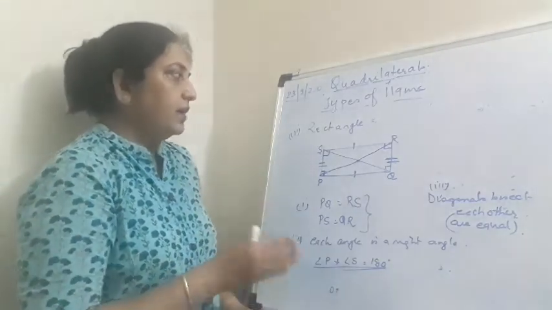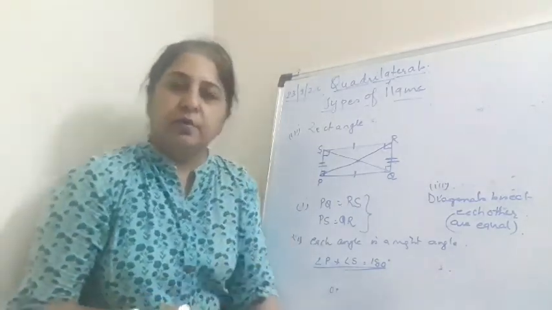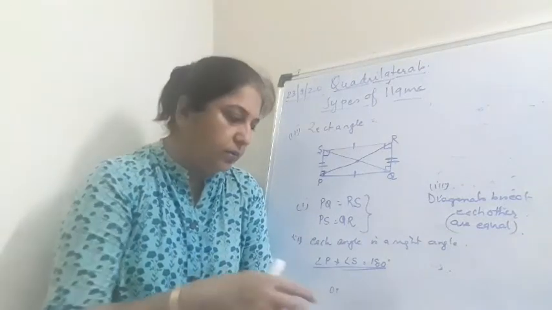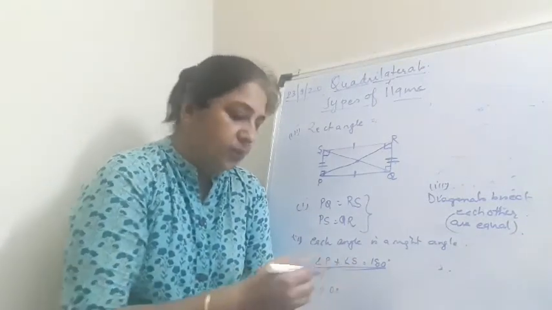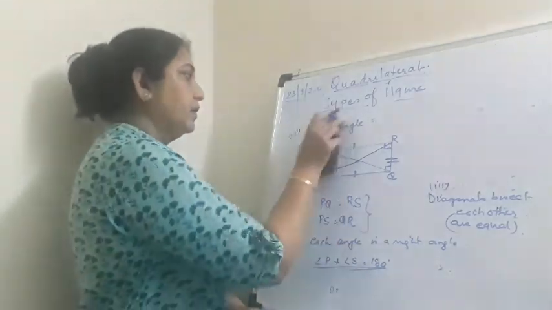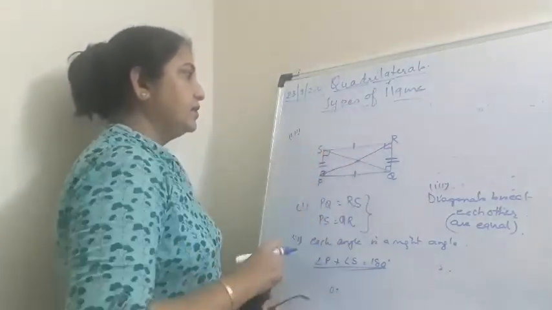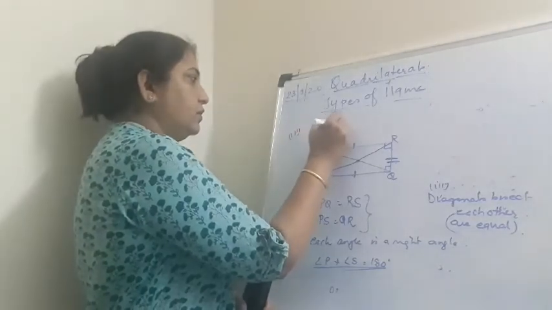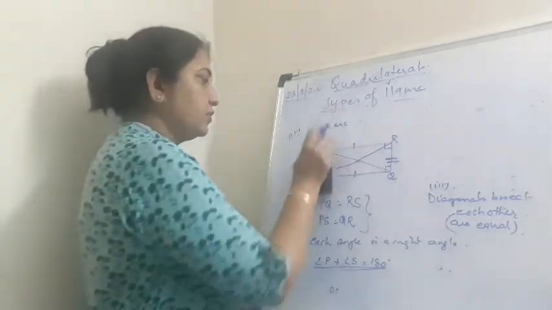So why is a rectangle a parallelogram? You can compare the properties of a parallelogram and a rectangle and then you will be able to understand. Then the third one is square. The third one is square. So let's quickly revise the properties of a square.